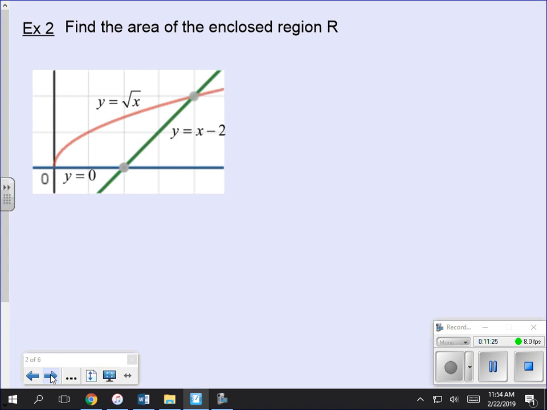Find the enclosed region R. I didn't do this, but your textbook has this. It has all these curves, and it'll say there's region R. Region R is the area enclosed by those curves. I have 3 equations.